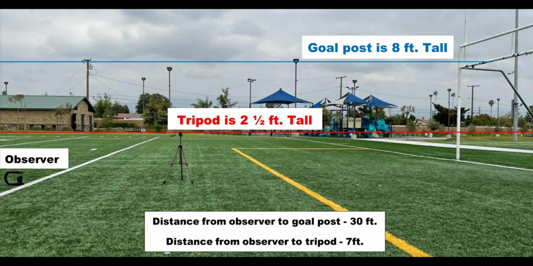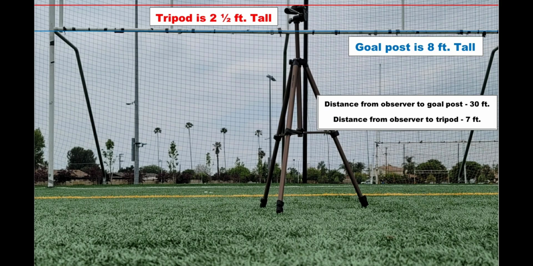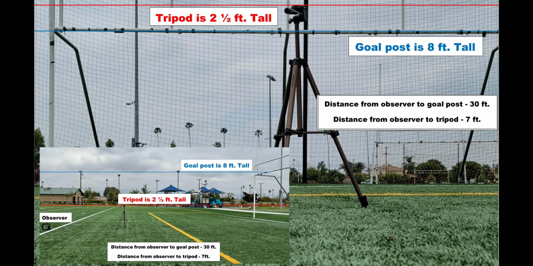I found a synthetic turf football field that is perfectly level to do my own perspective experiment. The top of my tripod here is at 2.5 feet in height, and the top of the goalpost is 8 feet in height, over 3 times the height of my tripod. However, the tripod is only 7 feet away from the observer, while the goalpost is over 4 times that distance at 30 feet. When I switch to the observer's perspective, we can see that the goalpost, even though it's 3 times taller than the tripod, appears lower in the field of view. We know the floor is level, so the only logical conclusion is perspective.